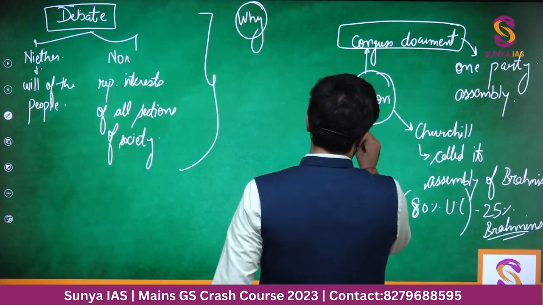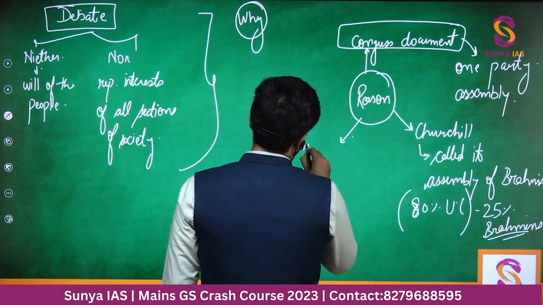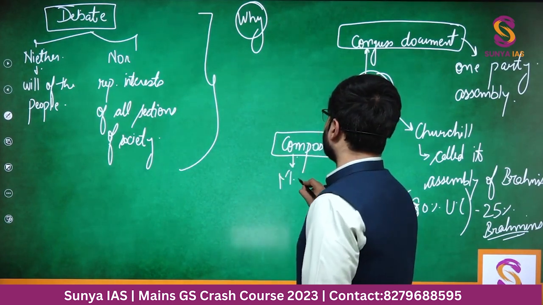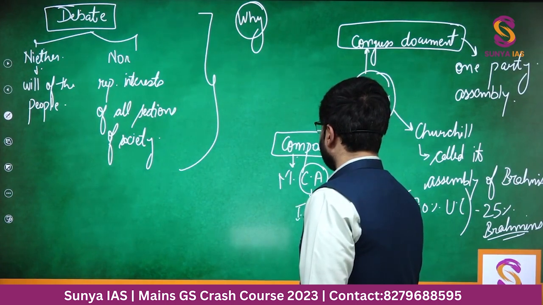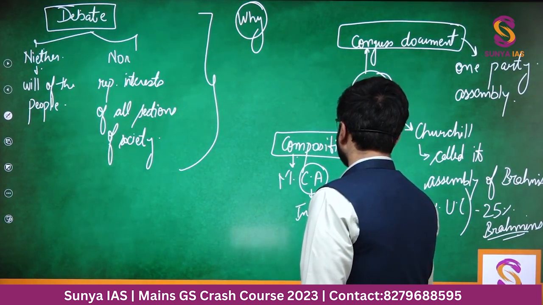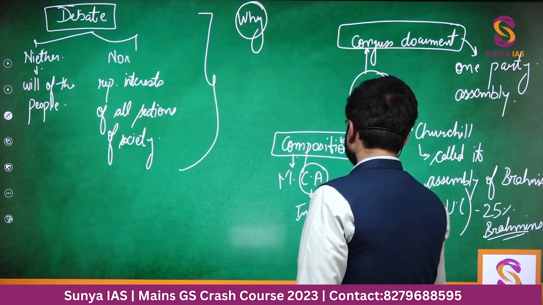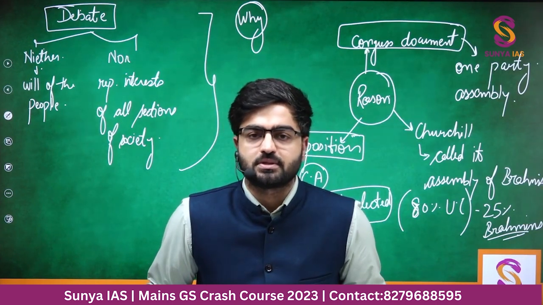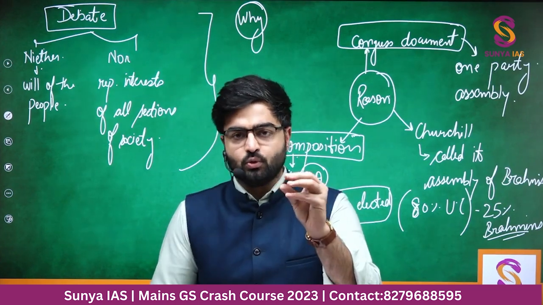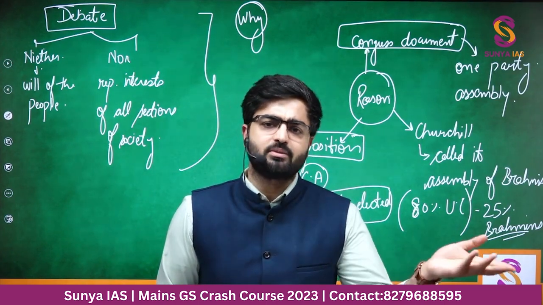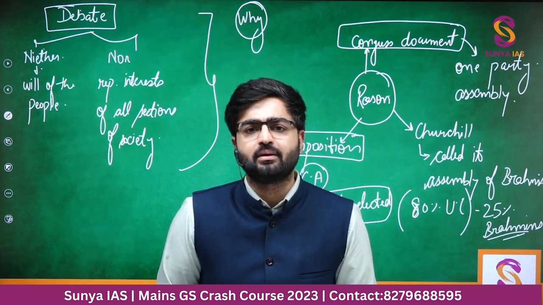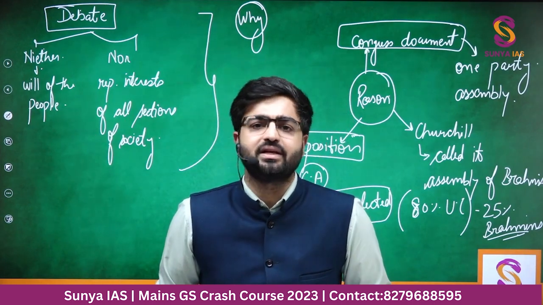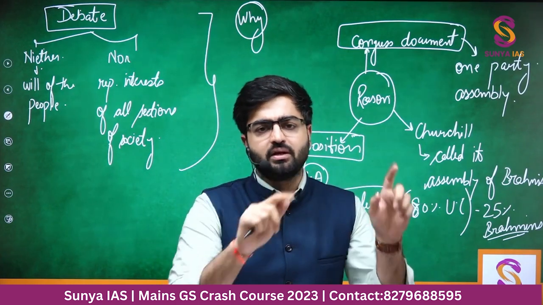Next aspect is that if we talk about the composition, the members of your Constituent Assembly were indirectly elected. And how were they indirectly elected? They were elected by the members of provincial legislatures. Now you can easily say that the members of provincial legislatures were also elected by the people of India and represented their will, and there is nothing wrong. But there you need to go back to the history.